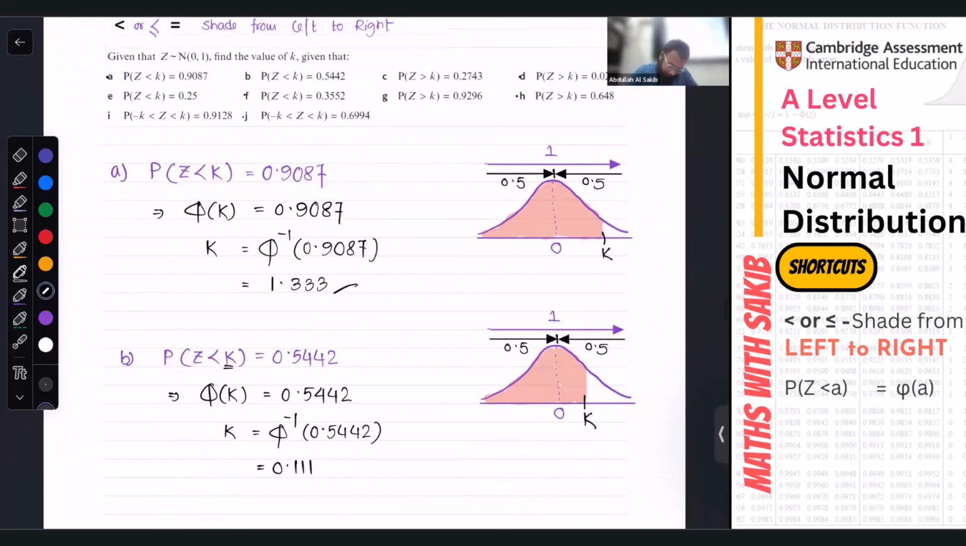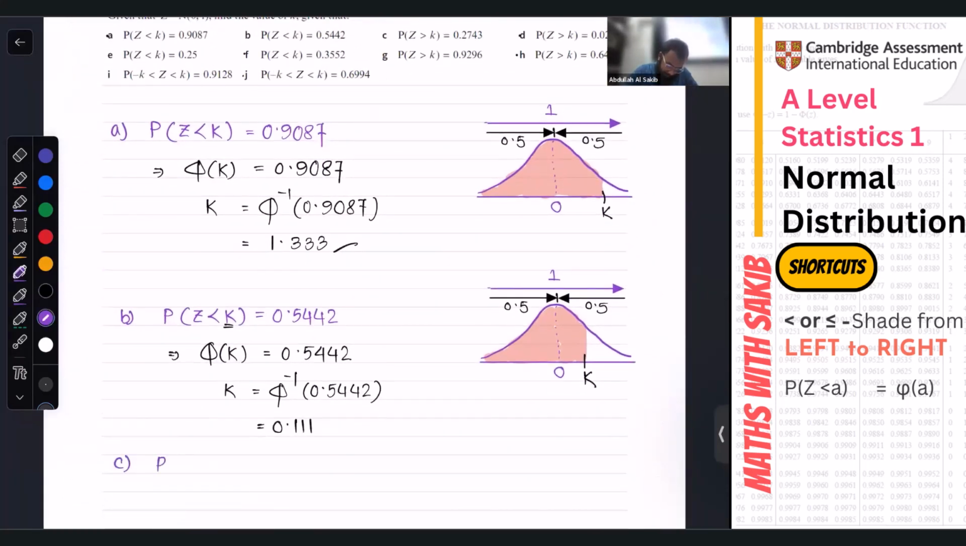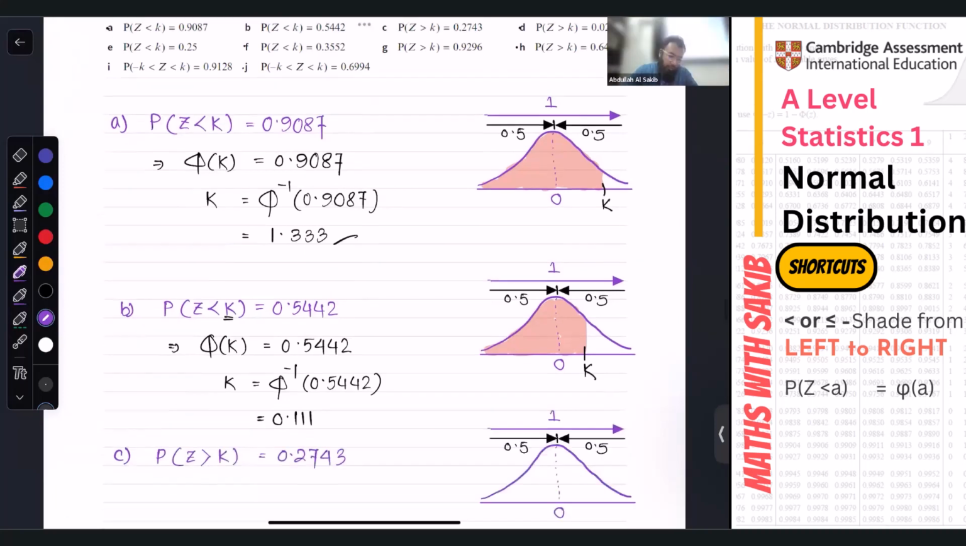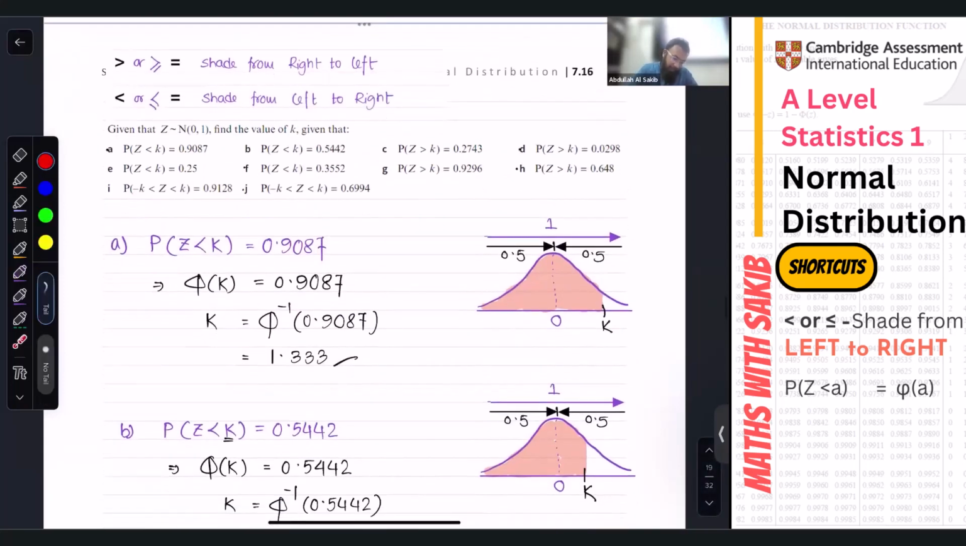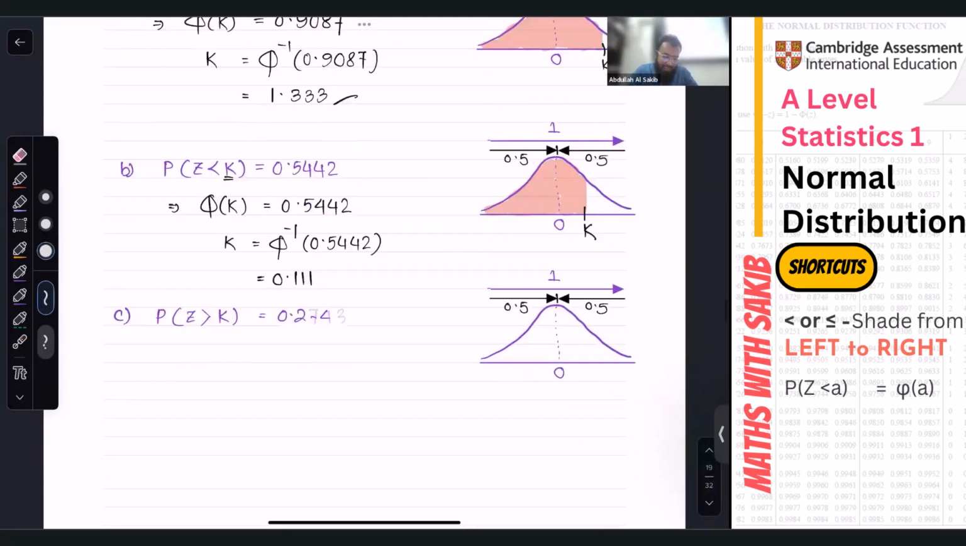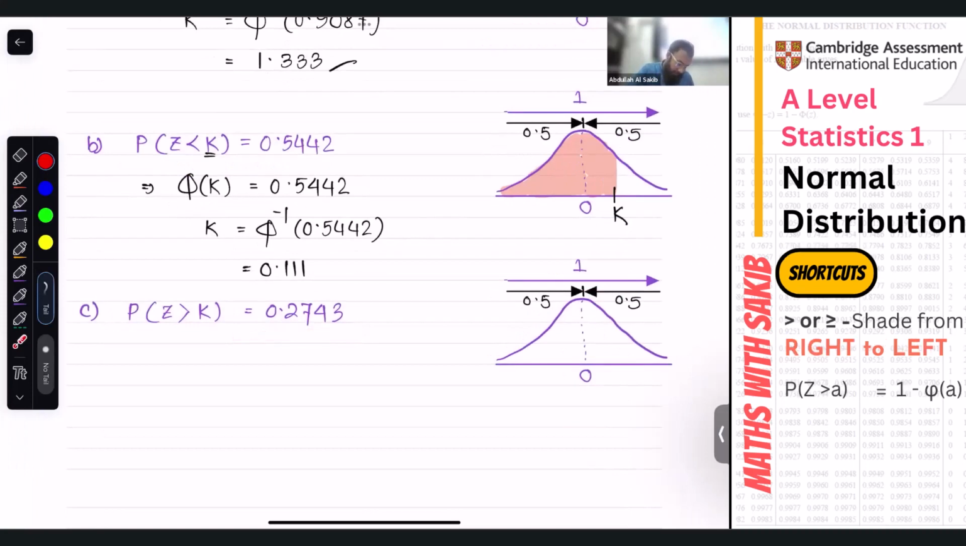Number C. Probability of Z is more than K. That is 0.2743. So more than means what? We have to shade from where to where? More than means shade right to left. How much I have to go? 27%. Clear? Shading from right to left. So let's shade from right to left.